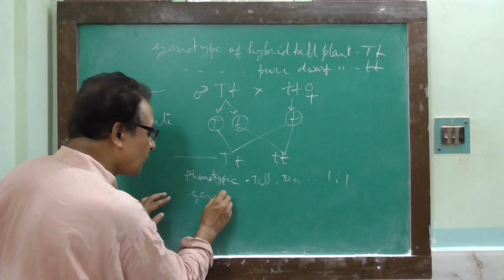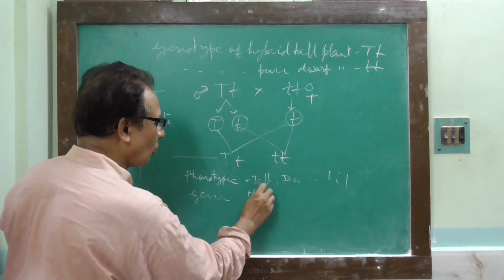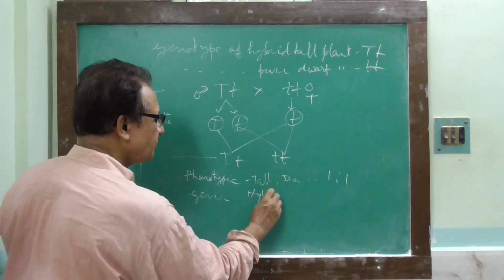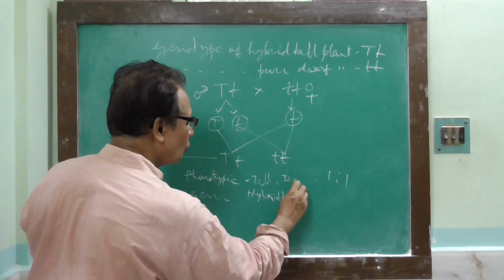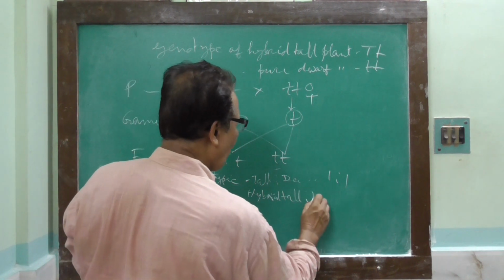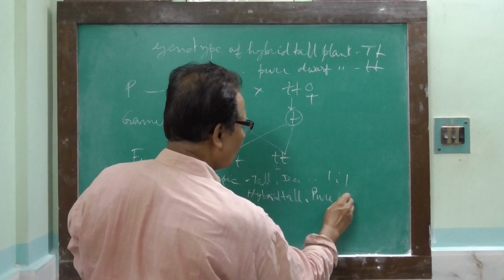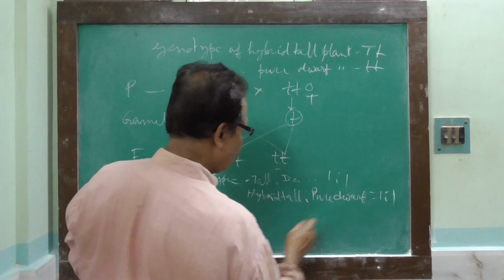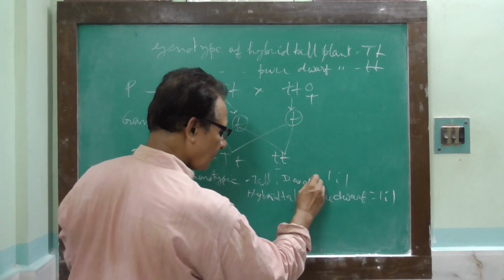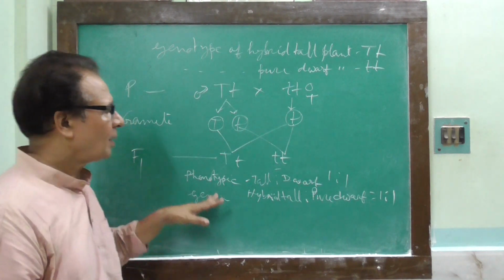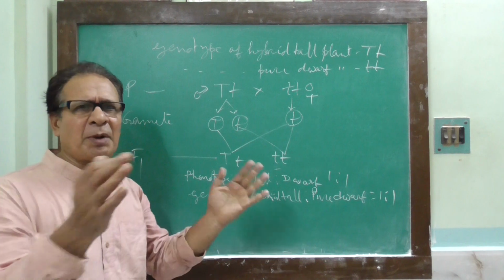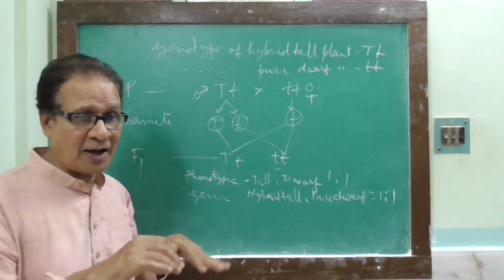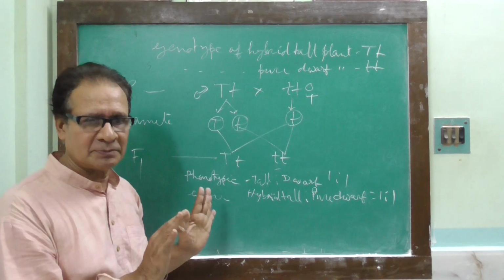Similarly, the genotypic ratio, hybrid tall to pure dwarf, equals 1:1. Okay, these are the varieties of problems you may be given, but the solution system is the same.